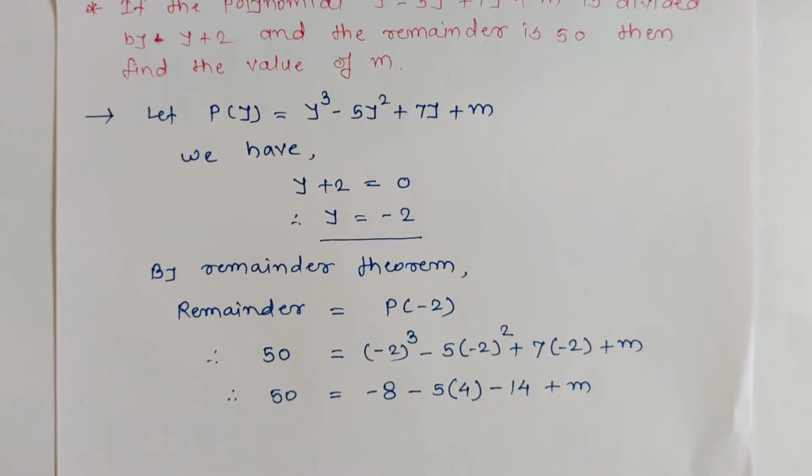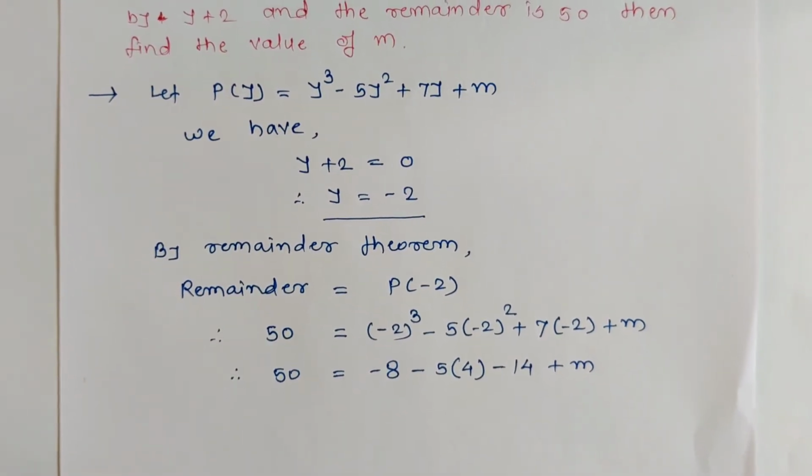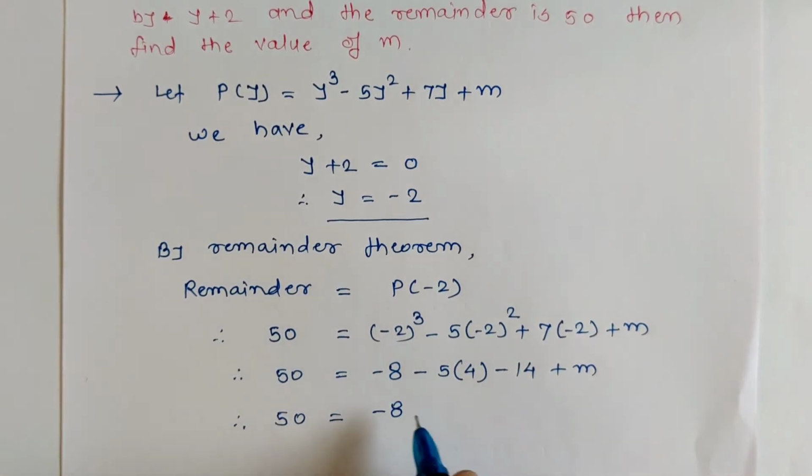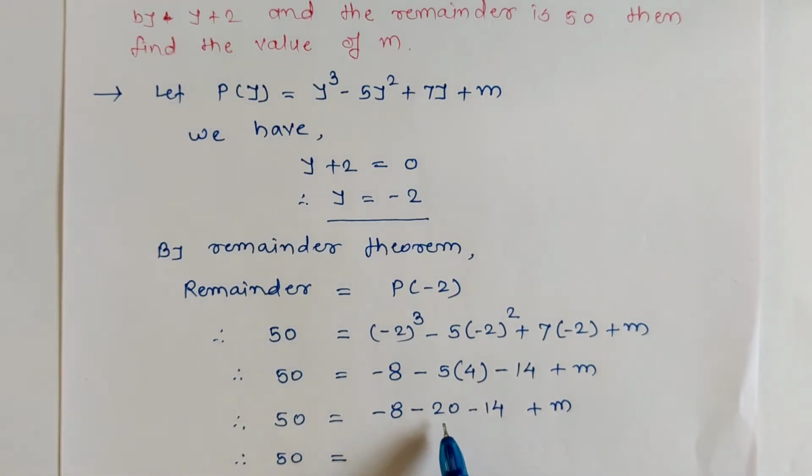Now if we solve this equation, we will get the value of m, that is 50 is equal to minus 8 minus 5 into 4, that's 20, minus 14 plus m. So that's 50 is equal to minus 8 minus 20 and minus 14. We have to add all of these. So minus 8 minus 20 you will get minus 28, minus 14 we will get minus 42, plus m.